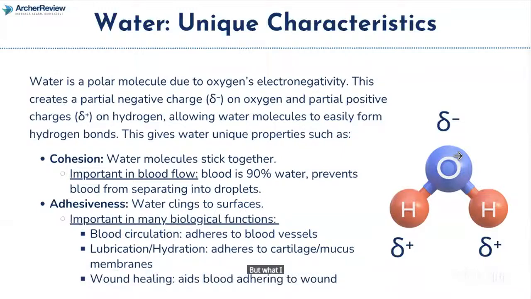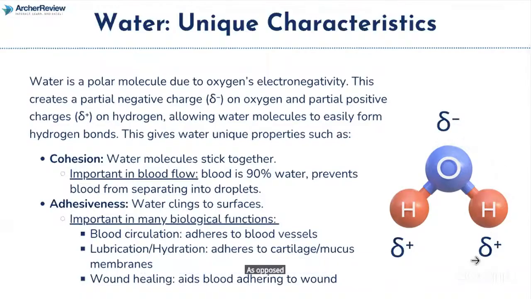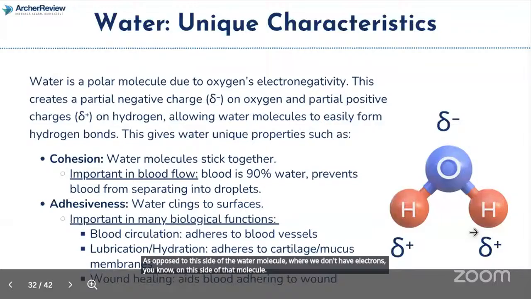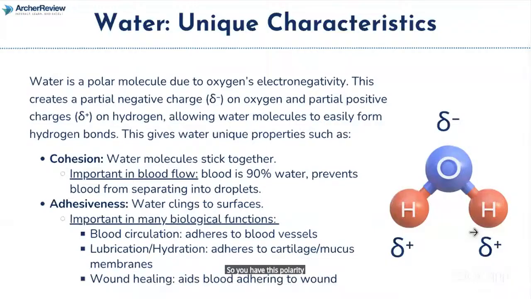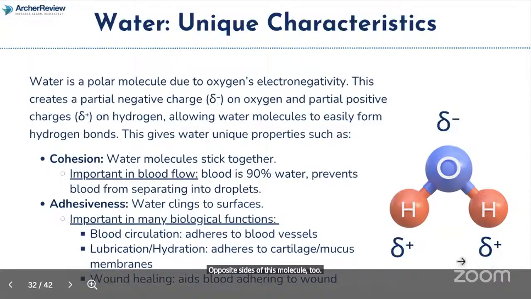But what I mean by water being polar is that when we talk about the distribution of electrons in chemical bonds, this end of the water molecule has a little bit more electrons grouped on it, as opposed to this side of the molecule where we don't have as many electrons. So you have this polarity occurring, like the north and south poles, opposite sides of this molecule, negative versus positive.